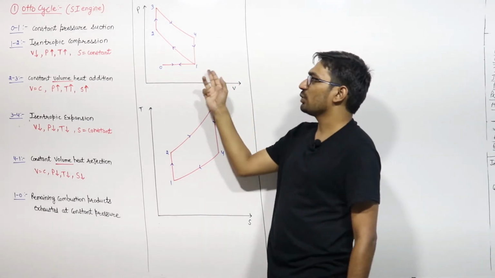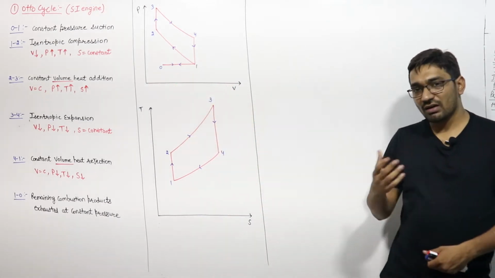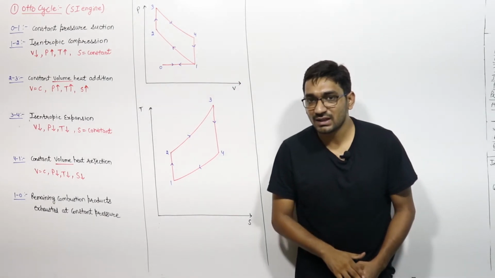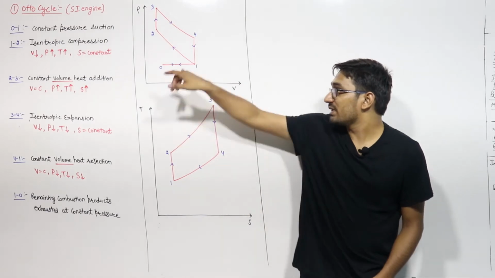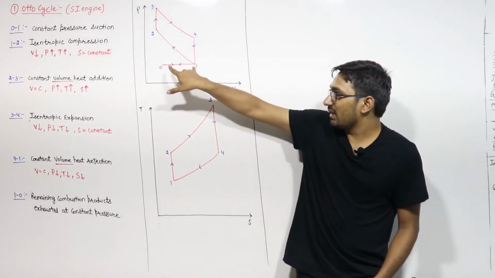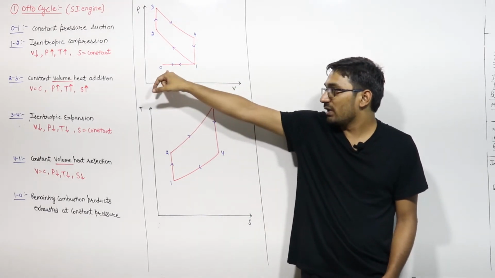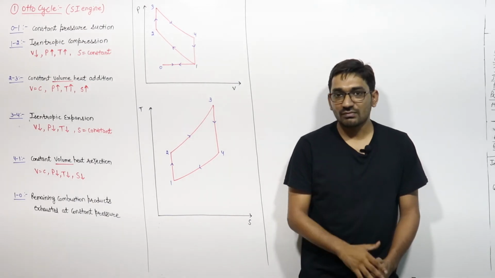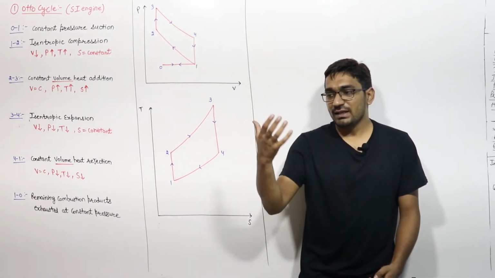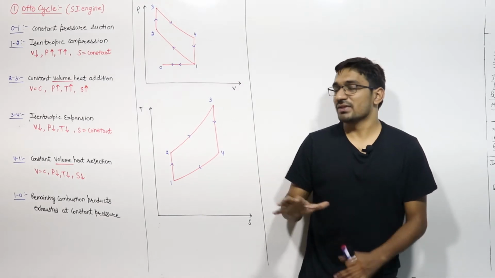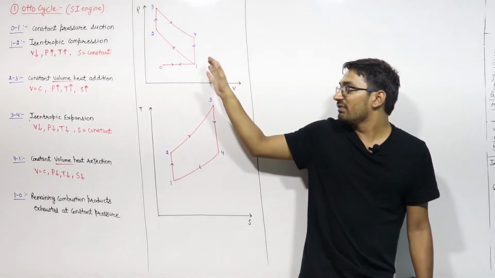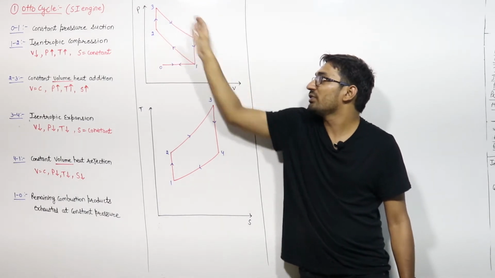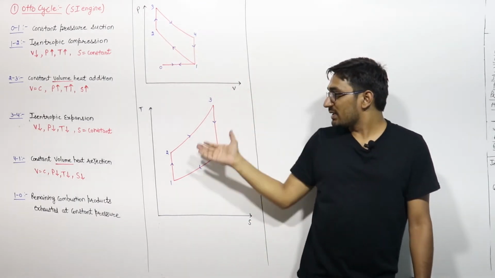These processes 0 to 1 and 1 to 0 will not add anything in the thermodynamic analysis of the Otto cycle, right? Because the work done in 0 to 1 will be equal to the work done in 1 to 0. It will not give any calculation in the analysis, so we will just ignore the processes 0 to 1 and 1 to 0. We will study only processes 1, 2, 3, 4, right? So this is the TS diagram.